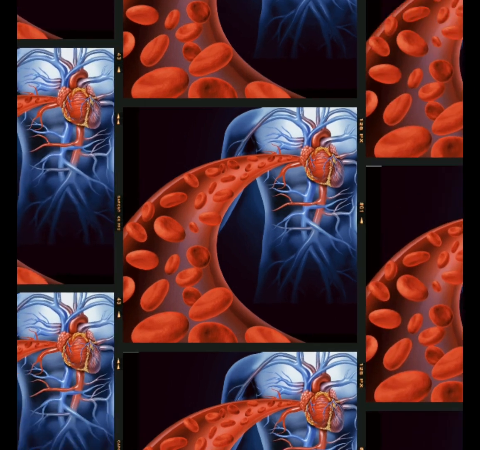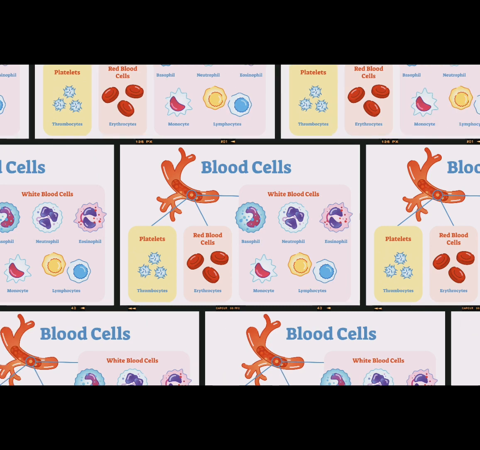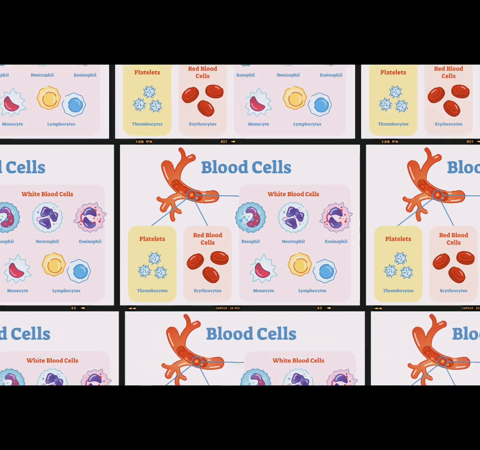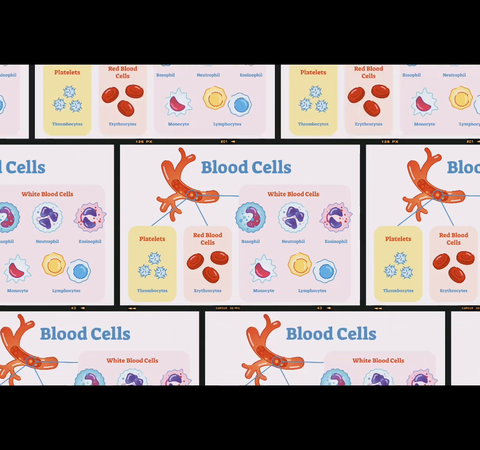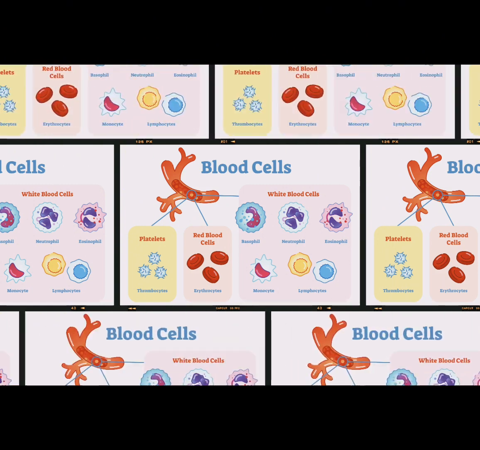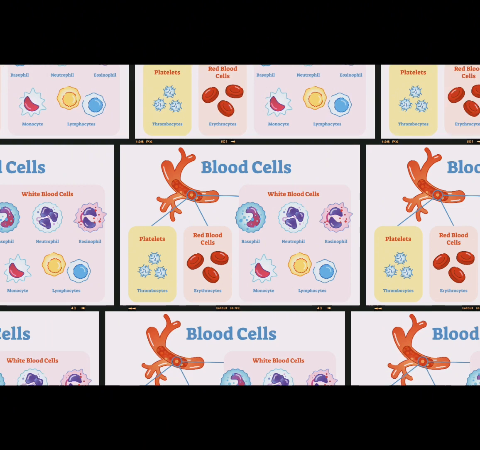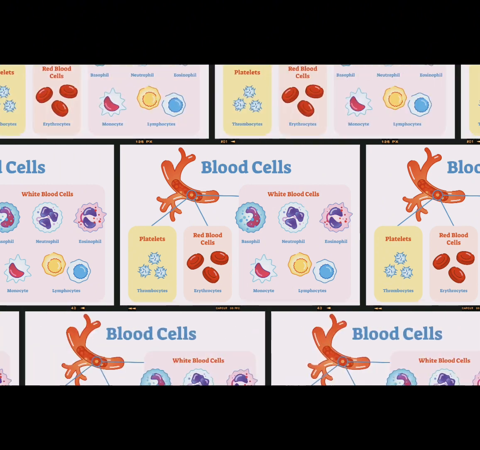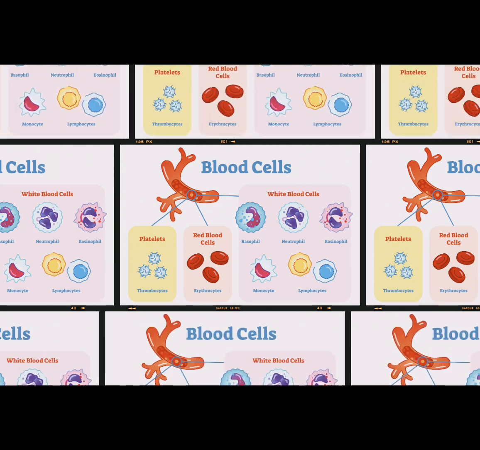Blood is composed of three different types of cells, which are the red blood cell, the white blood cell, and the platelet. The fluid part of the blood is called the plasma. The blood in our body makes up about 7% of the body's weight.